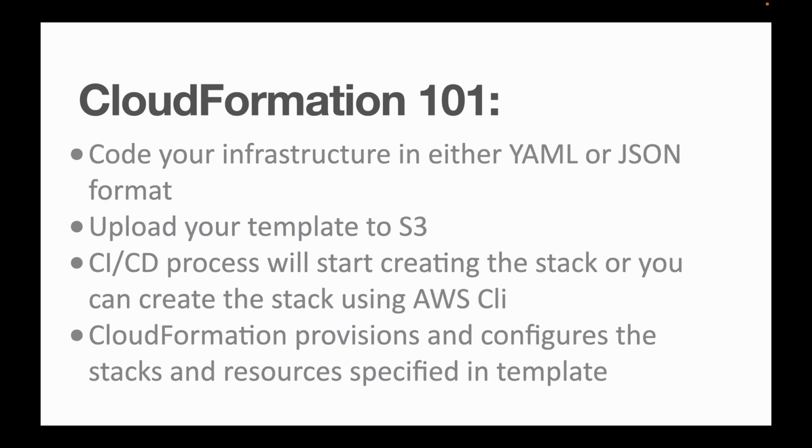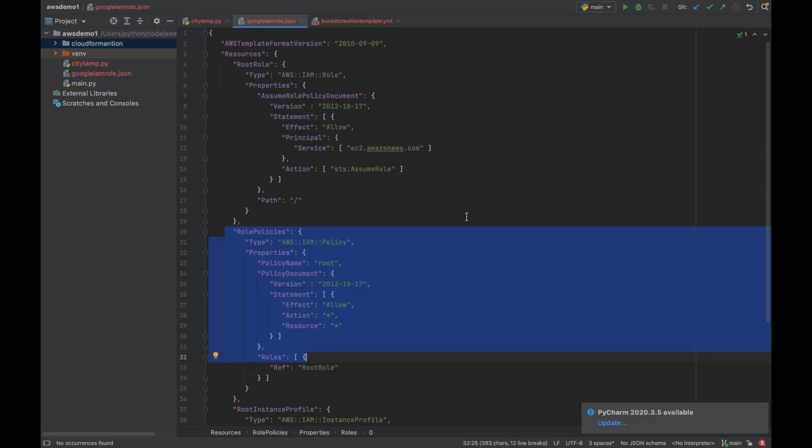When you create a CloudFormation stack, you need to write your code, and we'll be taking a look at the code in a few minutes. The same code we'll be writing when we create the AWS Glue pipeline and other resources. Then the code will be uploaded to S3, and a CI/CD process will start creating the stack, or you can create the stack using the AWS CLI. For this course, we'll be using the AWS CLI to create the stack, but in a company or organization, there will be Jenkins or another CI/CD process. Once your code is approved, it will start creating the stacks, and it will provision and configure the stacks and resources which you need.